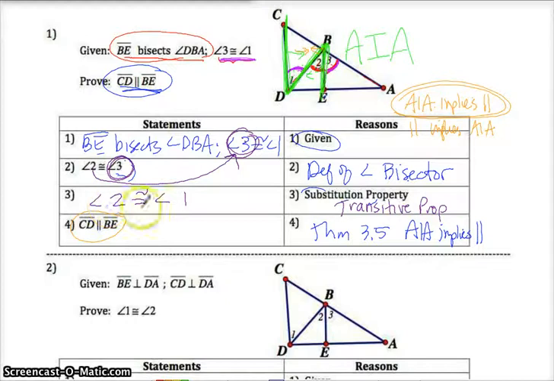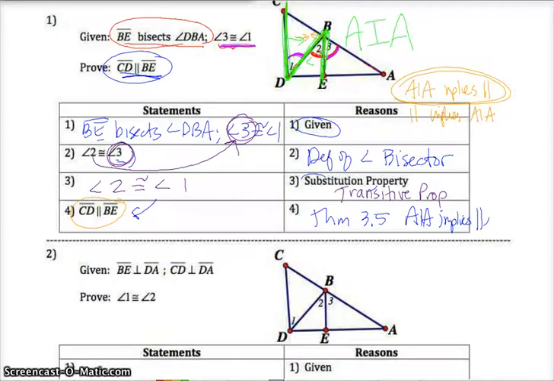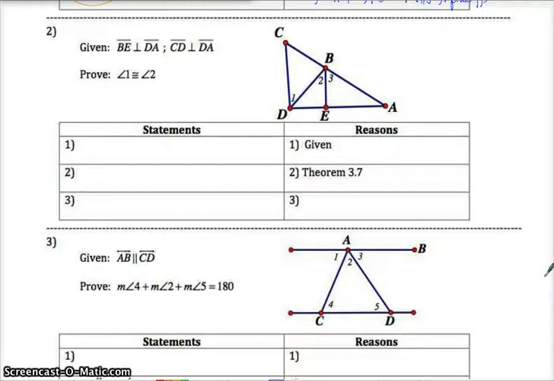So these alternating interior angles lead me to conclude, that's what implies means. Remember, this is our hypothesis. This is our conclusion: they're parallel lines. Okay, the second one. Again, start off by looking at the given information.